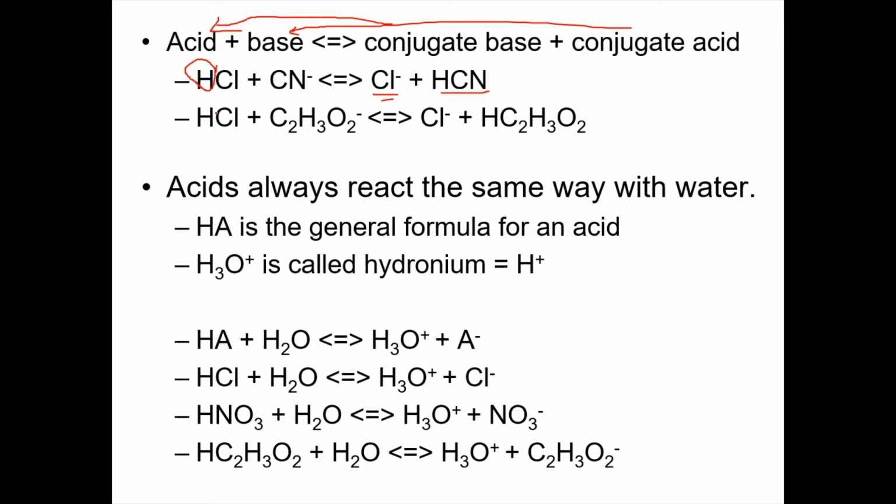Same thing here. Here you've got your acid, HCl, reacts with acetate. So acetate's the base, and the base goes ahead and grabs the hydrogen, forming your acetic acid over here. And once again, once you take a hydrogen off of HCl, you're just left with Cl minus.